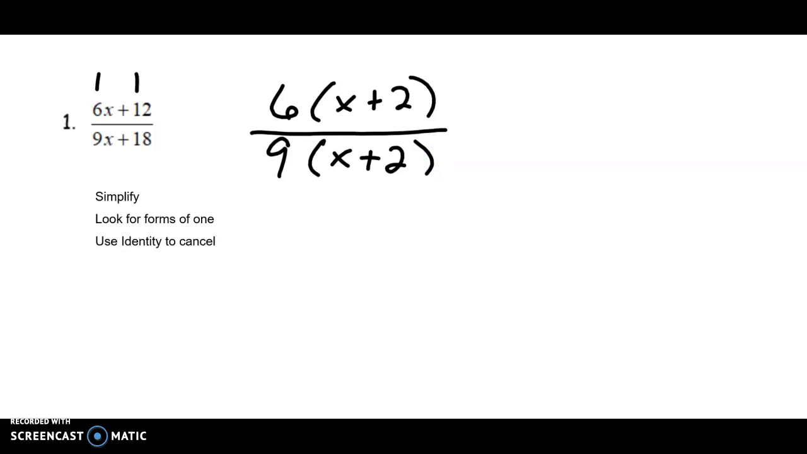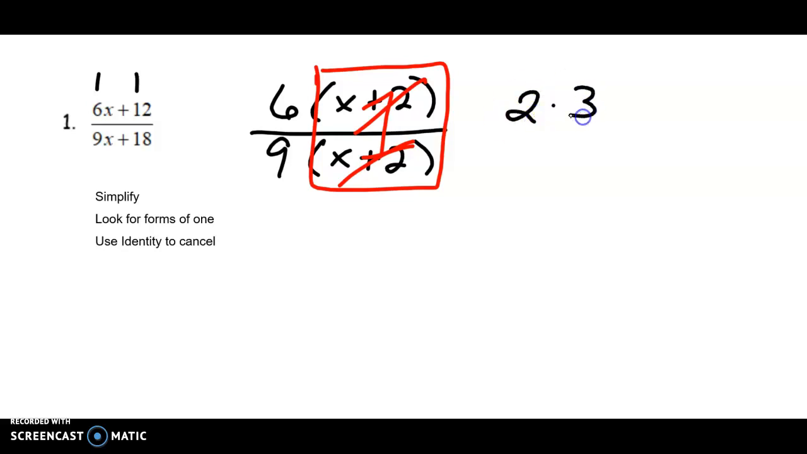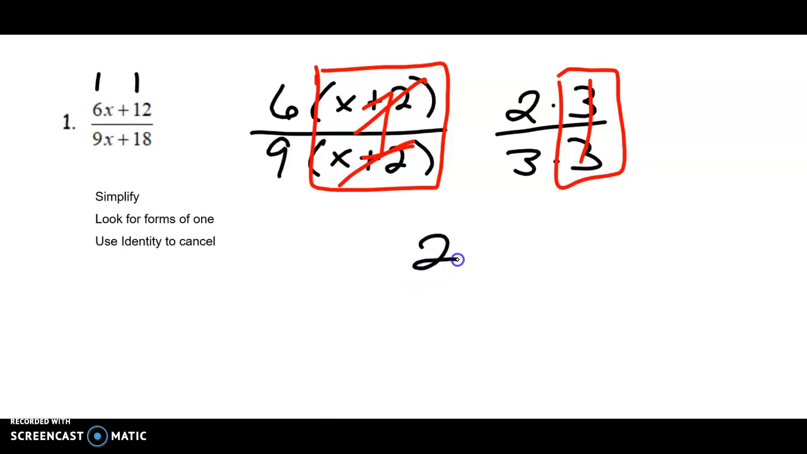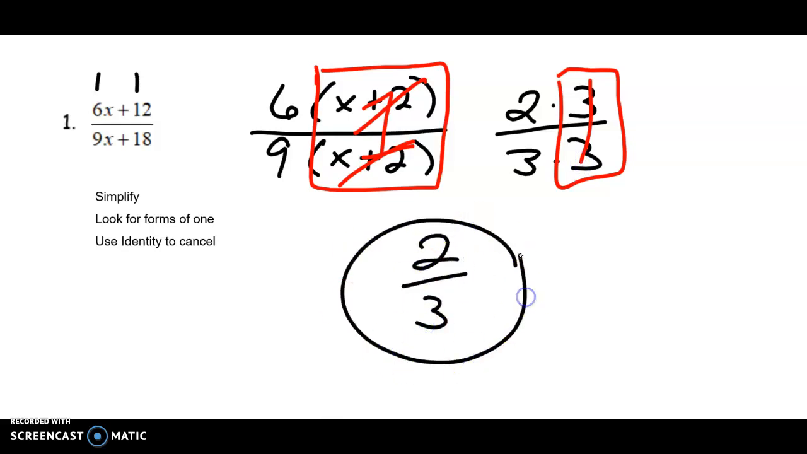So now looking at what we've just factored, you can see that this will give you the identity element of 1. So basically you can say that that's canceled. And we're still not done because we have 6/9, which can be rewritten as 2 times 3 and then 3 times 3. So we also have a form of 1 right there. So then in simplified form, the answer here would be 2/3.